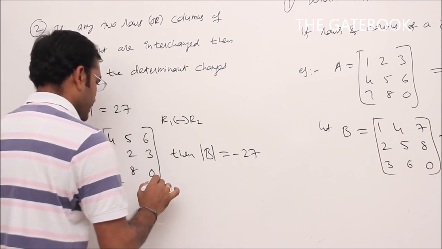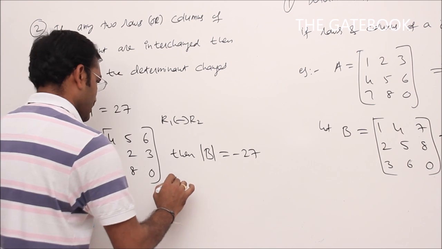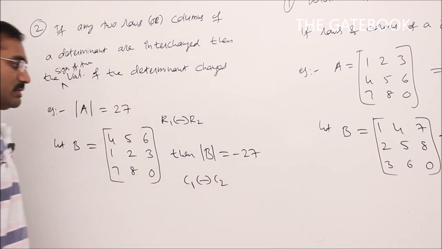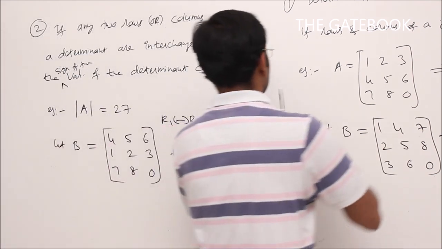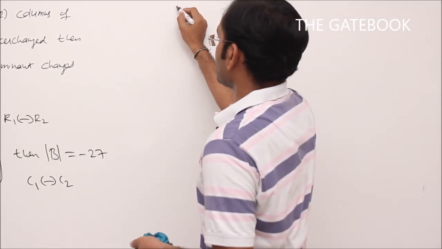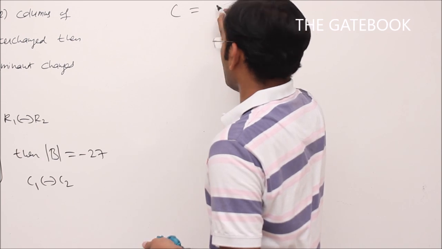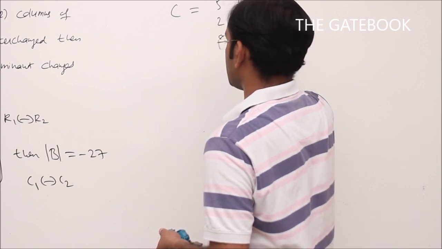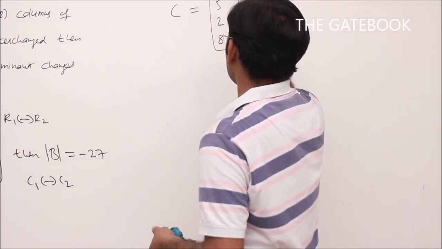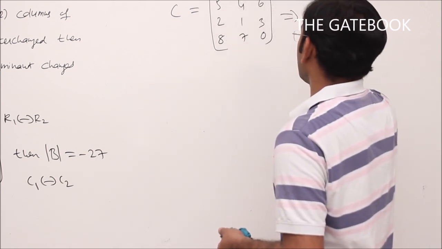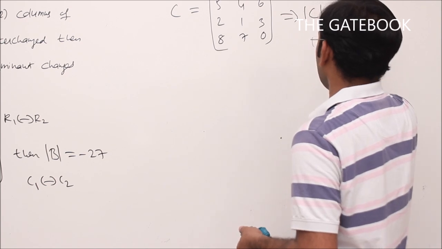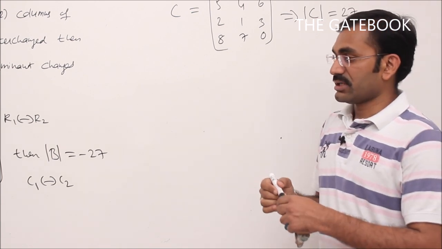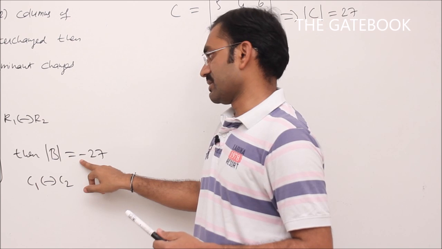Let us consider again interchanging, let us consider column interchange. C1 interchanging with C2, you will get, let us say, C matrix. C is equal to 5, 2, 8, 4, 1, 7, 6, 3, 0. Now determinant of C will be again 27, minus of minus 27 is plus 27. Like this, if we interchange rows and columns, determinant of a matrix takes negative sign.